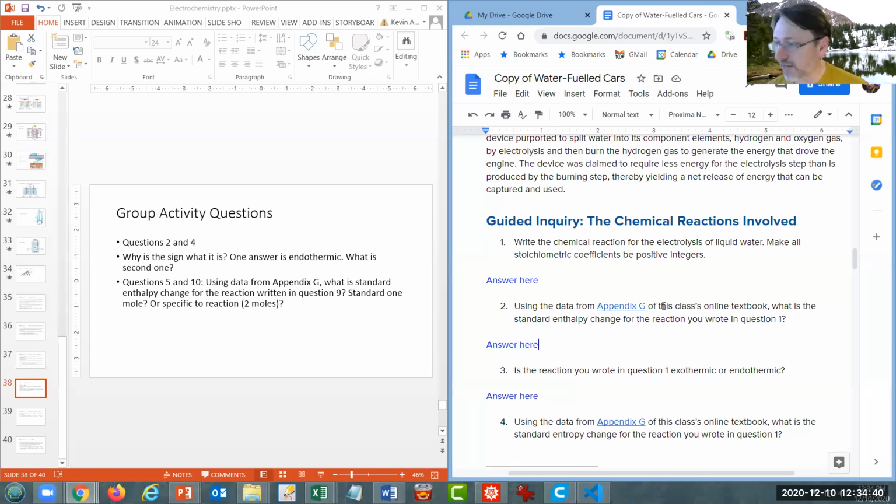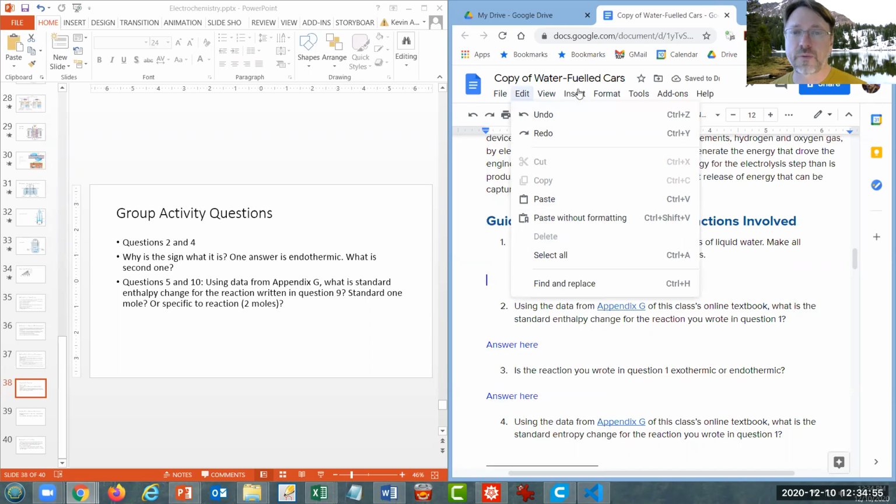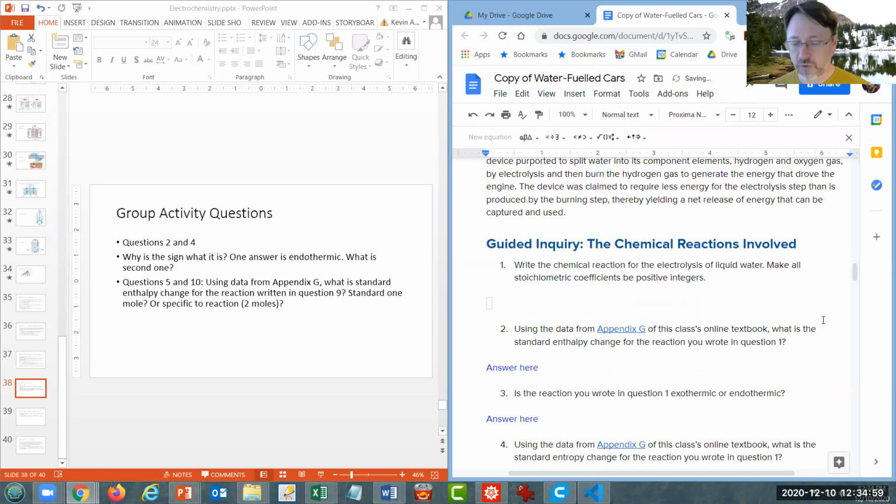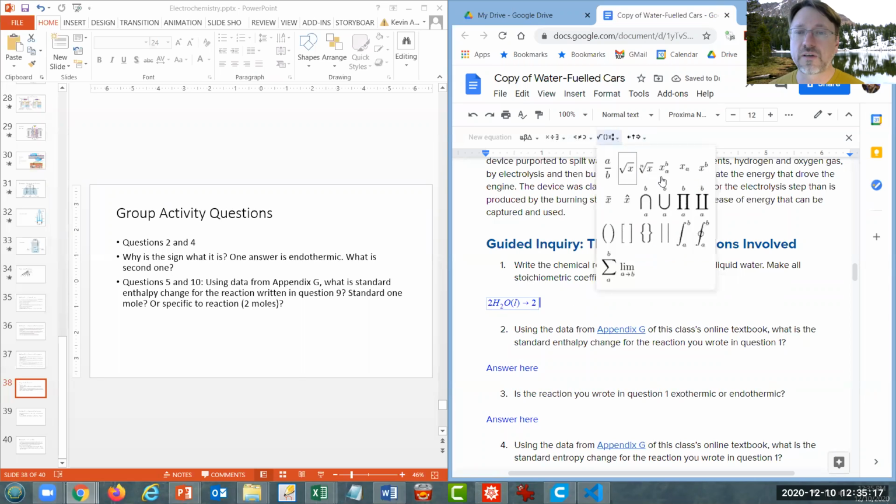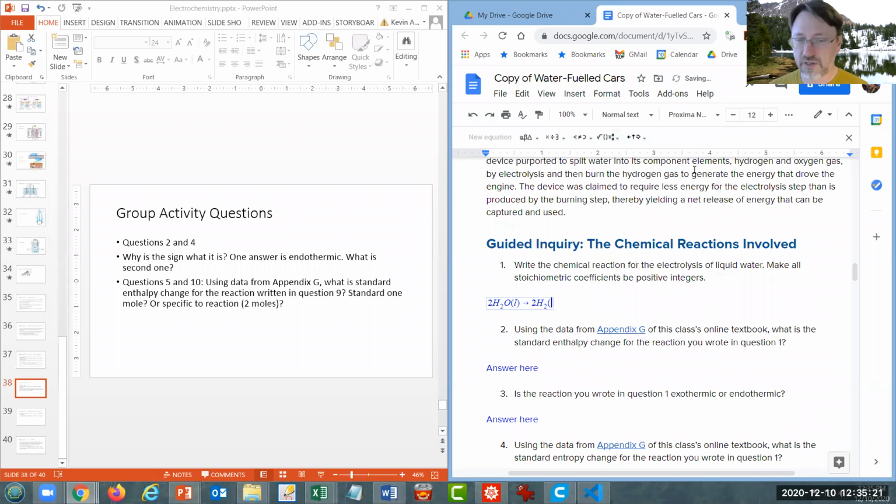So Kendall says, is it possible I can do number 2? Sure, we can do that. In order to do it, Shane has correctly identified what the reaction is, so let us put Shane's answer in here. Insert an equation: H2O liquid goes to H2 gas plus O2 gas.